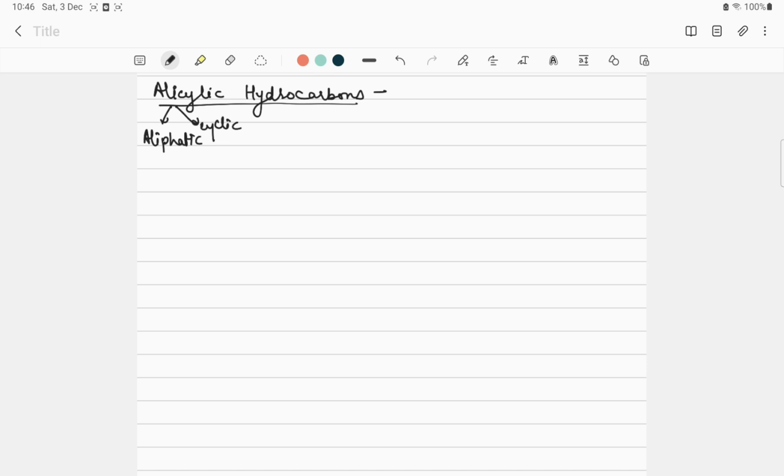So in the alicyclic hydrocarbons, we take an example of, say, a 3 carbon compound, C, C, and because it's a closed chain, it has to be like this. Now if we satisfy the valencies of all these carbons, it's going to be H, H, H, H, H, H. So this is how the structure is.